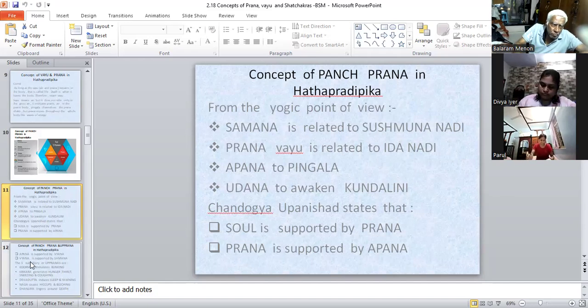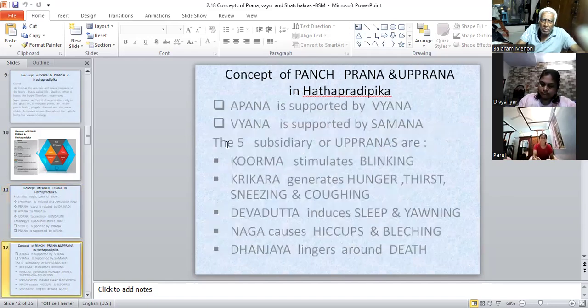Next. Apana is supported by Vyana, Vyana is supported by Samana. Okay. See, all are interlinked. The five Upapranas are Kurma, Krikara, Devadatta, Naga, and Dhananjaya. Upaprana.